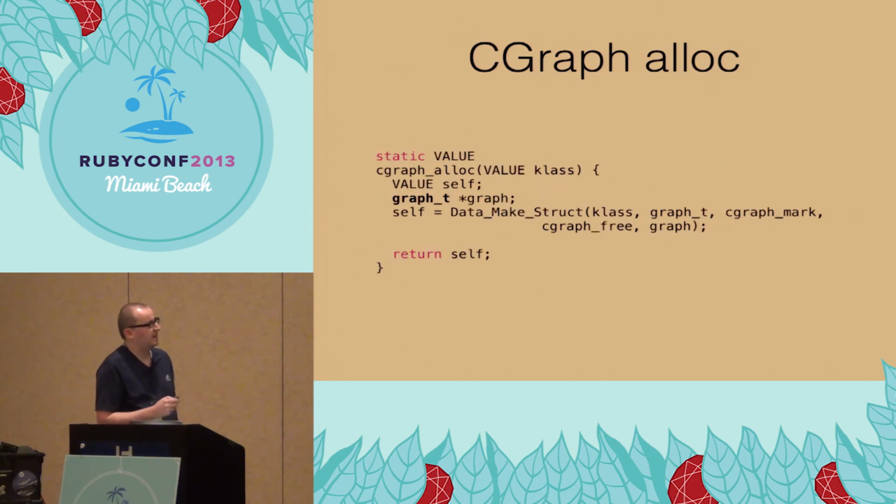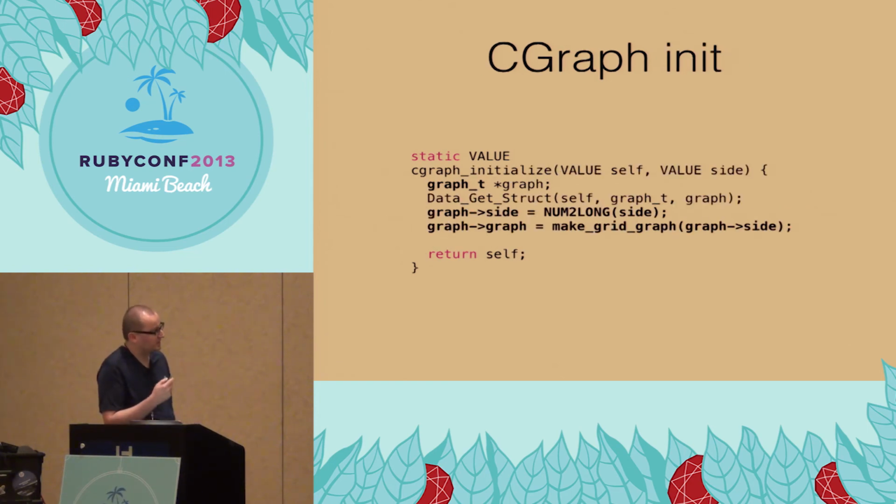So alloc is almost exactly the same. The only thing that's different is this bolded text, which before was array underscore t. Now we have a graph because we are using a different data structure. So this is almost the same as in the array example. And in init, it's a little bit more complicated because yet again, we extract the pointer to the data. This graph points to the location in the memory where the graph is stored. We store the side. We convert it from a fixnum to a long. And then we call this method.